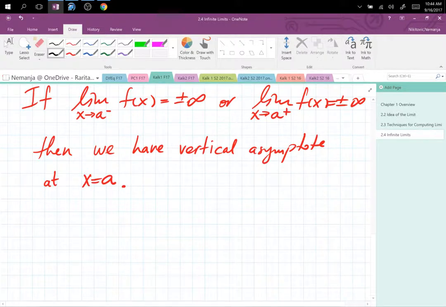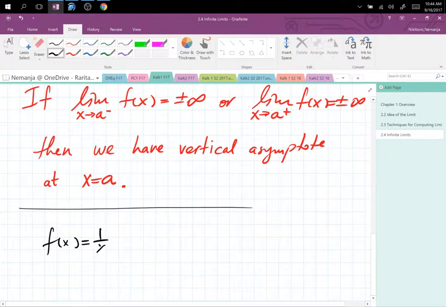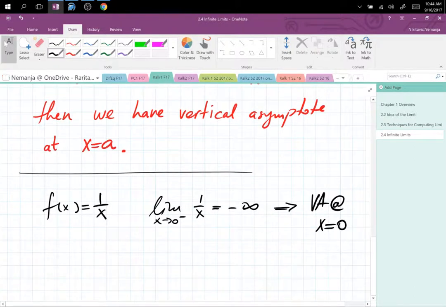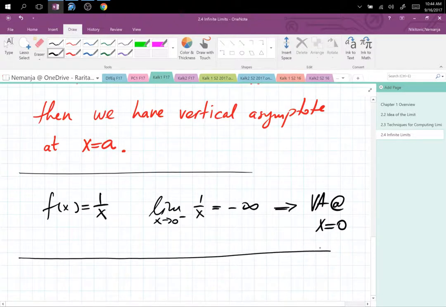So now you can look at the function f of x equals 1 over x and quickly claim that the limit as x approaches 0 from the left of 1 over x is negative infinity, which implies a vertical asymptote at x equals 0. This is the proper way to do a problem that involves vertical asymptotes in calculus. You have to do the limit. Asymptotes are defined through limits.